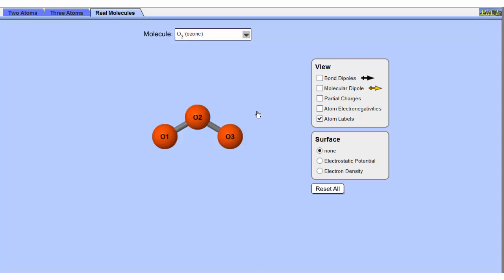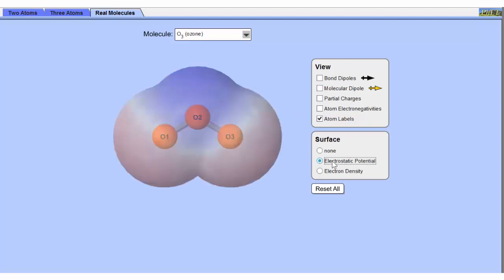How about ozone? Would this molecule have a dipole moment? There's the bond dipole, one going in this direction, and one in the other, which add up to a molecular dipole. There's a net molecular dipole. Take a look at the electrostatic potential map. Notice how it's more red here than it is up here. So there is a net molecular dipole moment.